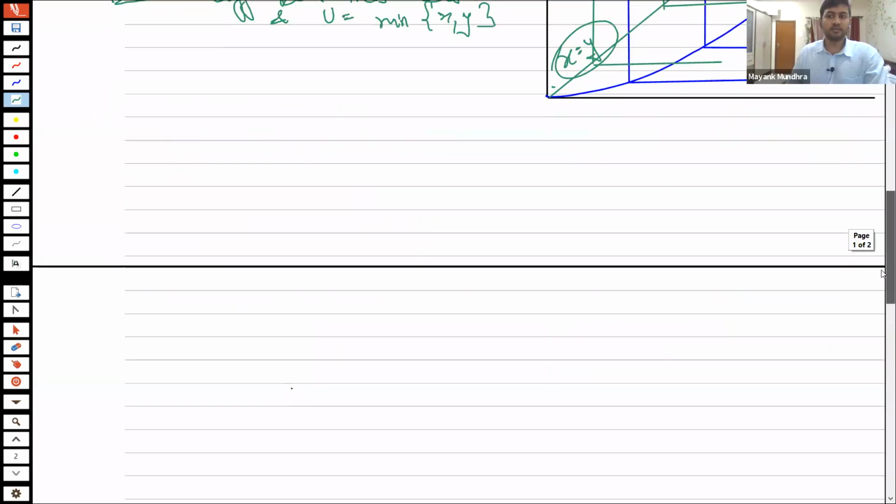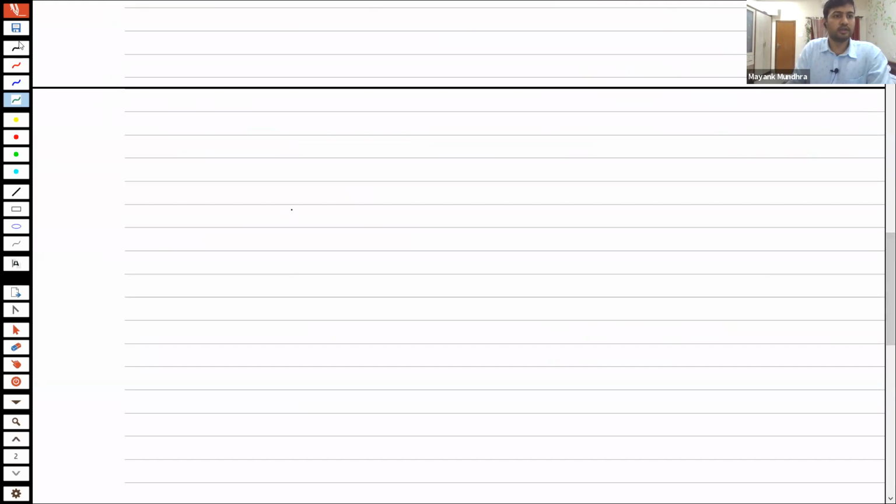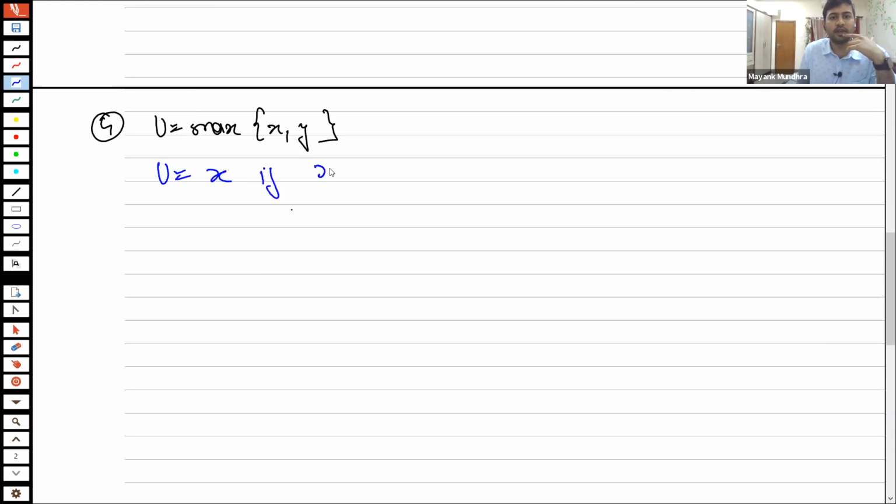In every question, the starting point is always this: I don't want you to just remember L shape, inverted L shape. If you remember, great. But the more important thing is how to solve it. So utility is max of x comma y, right? So utility will report a value x if x is greater than y, and it will report a value y if y is greater than x.